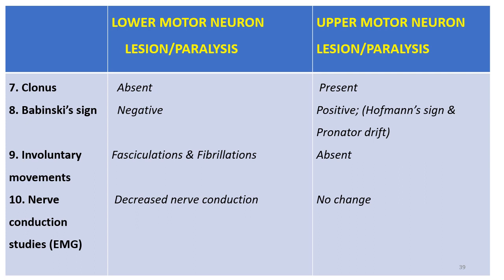Then involuntary movements, fasciculation and fibrillation, are seen in lower motor neuron lesion, which are absent in the upper motor neuron lesion, and in the lower motor neuron lesion the nerve conduction may be decreased, but in the case of upper motor neuron lesion there is no change in the nerve conduction.